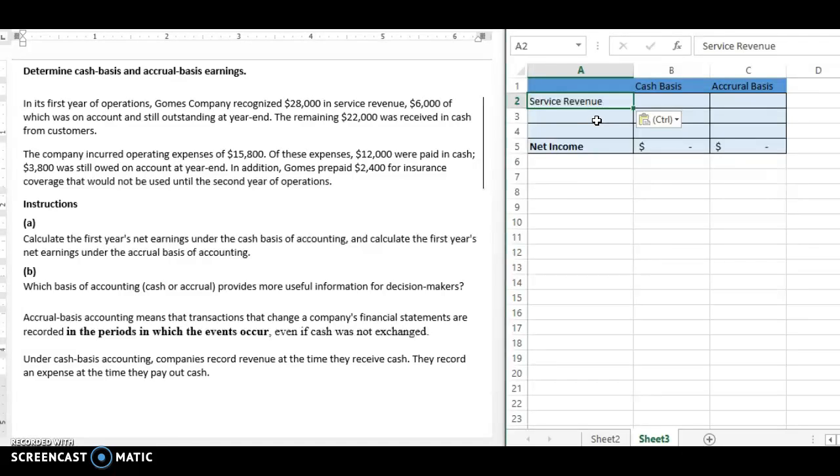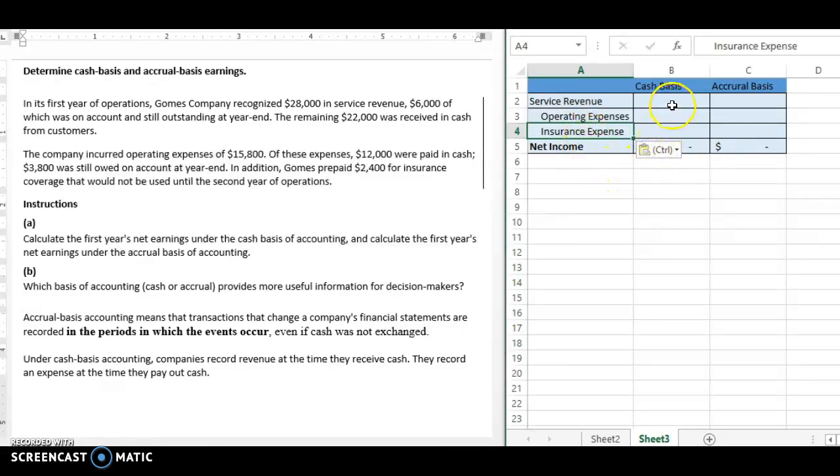revenue minus expenses equals net income. And second, we read about the operating expenses. So we'll put that next. And then last, we read about their insurance expense, the prepaid.